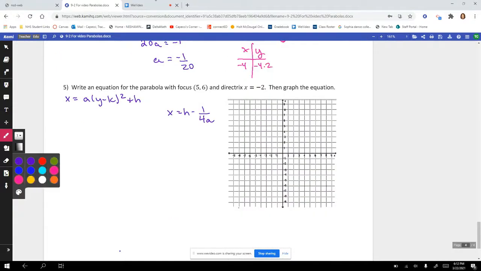Okay, for our last problem for today, again, we're given a little different information. So we have my focus is 5, 6. I'm going to go 5 and up 6. And my directrix is x is equal to negative 2.